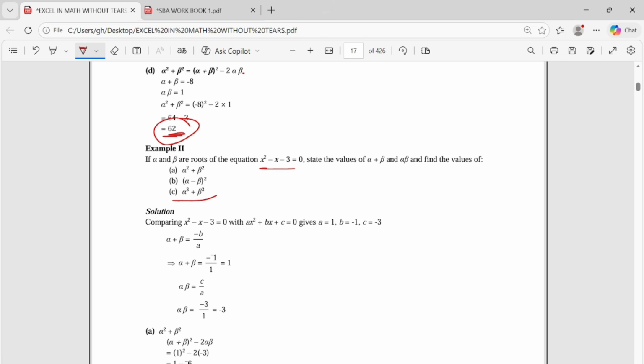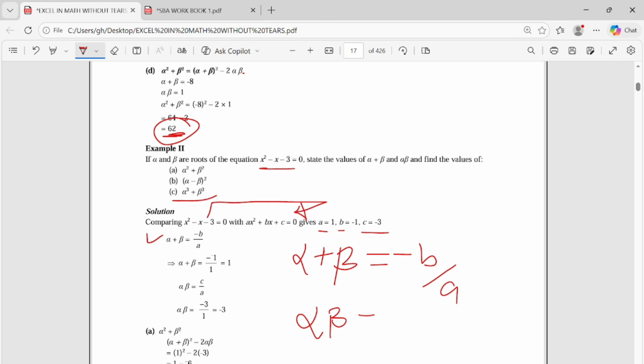We first of all compare this given quadratic equation with the general expression of the quadratic equation. So you realize that your a will be 1, your b will be negative 1, and then your c will be negative 1. After getting the values of a, b, and c, you now substitute. Remember, you should always recall that for any quadratic equation with alpha and beta as roots, alpha plus beta is equal to negative b out of a, and alpha beta is equal to c out of a.